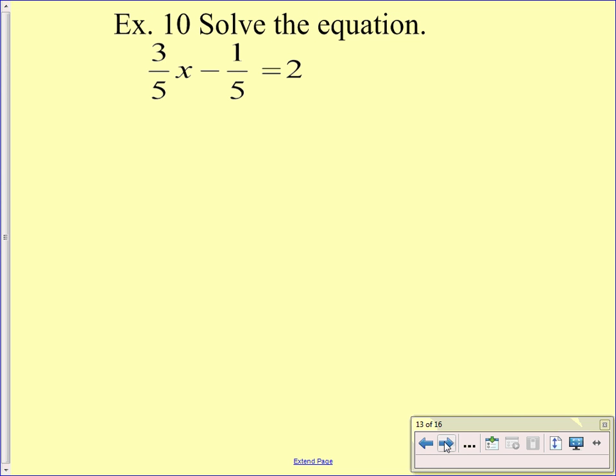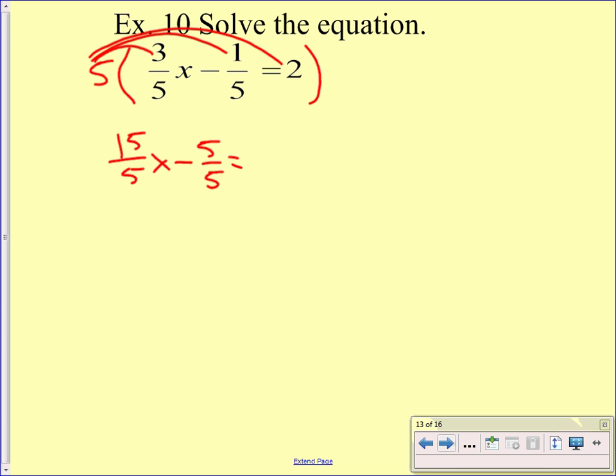Now we're going to jump into just solving. Not a proof, no justification, just solving. But what you'll notice is there are fractions now. So I always want to clear the fraction so I don't have to deal with it. I look at my denominator and notice it's a 5, so the least common multiple of 5 is 5. So to clear the fraction, I'm going to multiply everything by 5. So 15 over 5x minus 5 over 5 equals 10. Now I'm going to reduce my fractions.